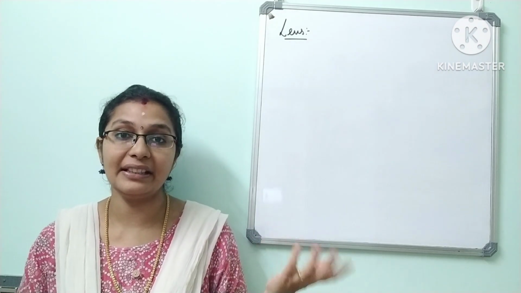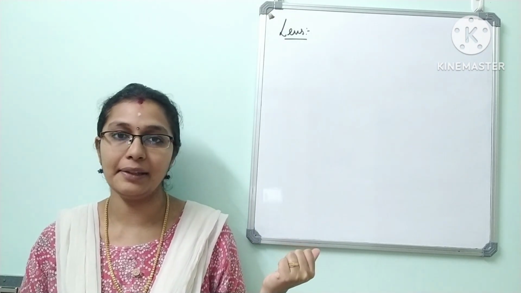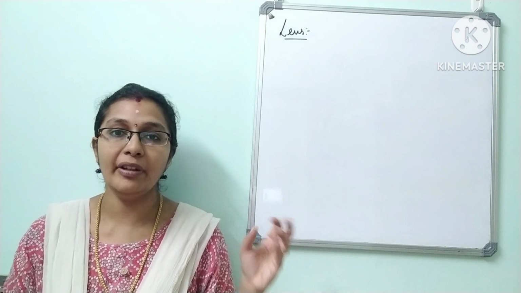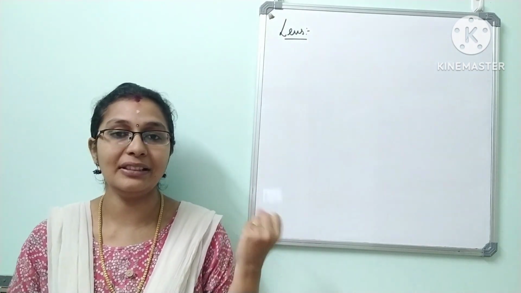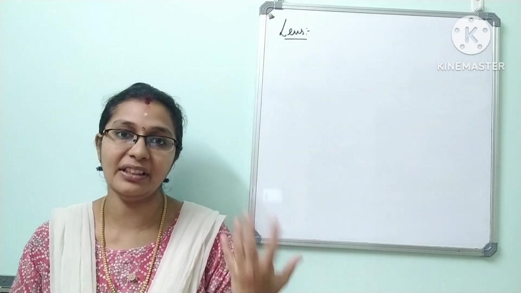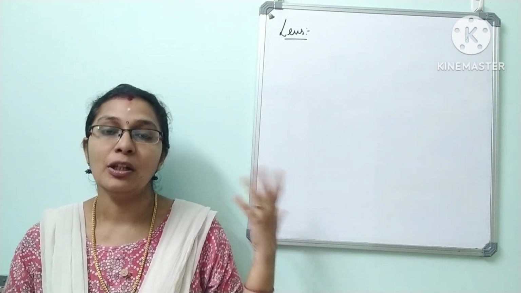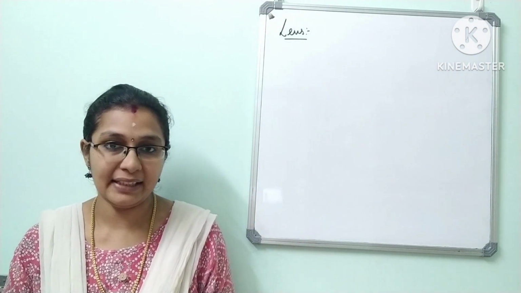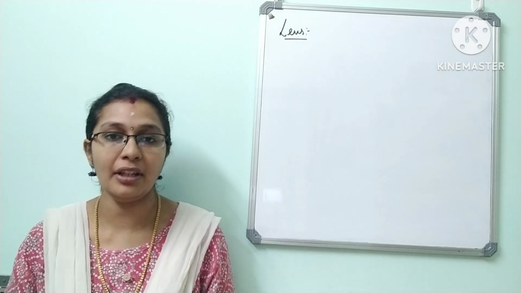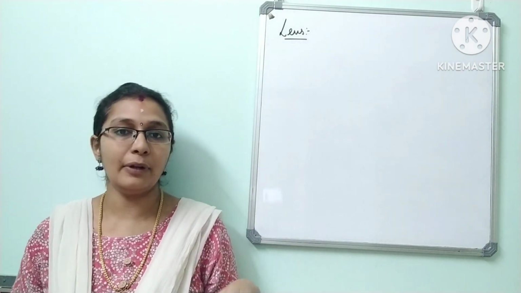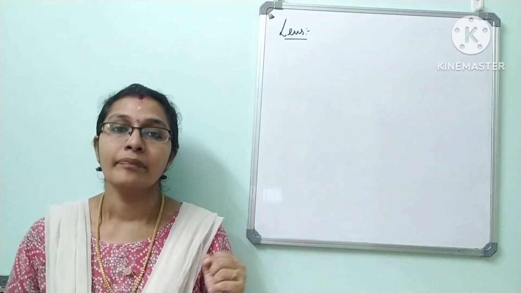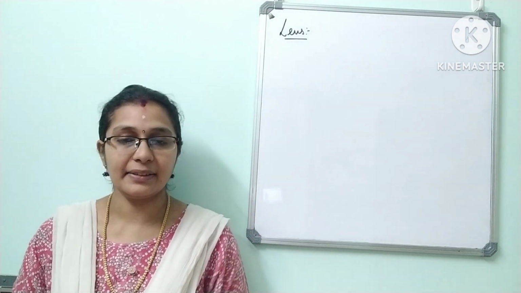That we learn in the next chapter, the Human Eye and the Colourful World. For now, we will understand what is a lens, what are the types of lens, and which one is involved in our syllabus. Then we will go with rules for drawing ray diagrams using lenses, and then image formation using ray diagrams for lenses. So what is a lens?